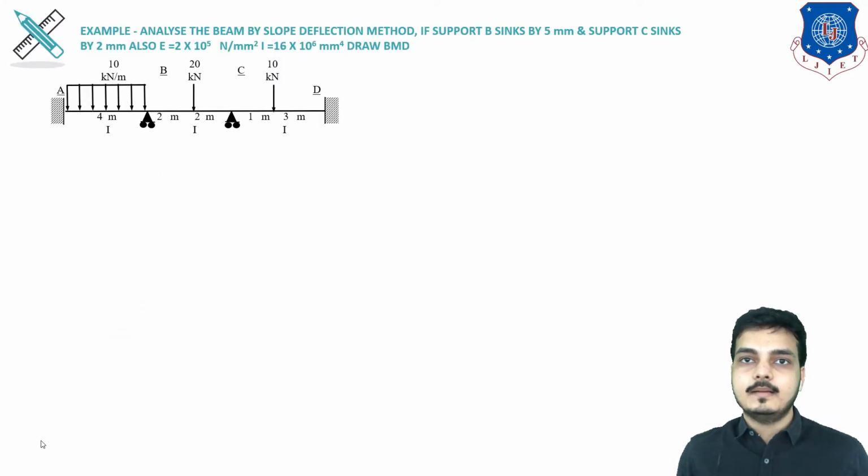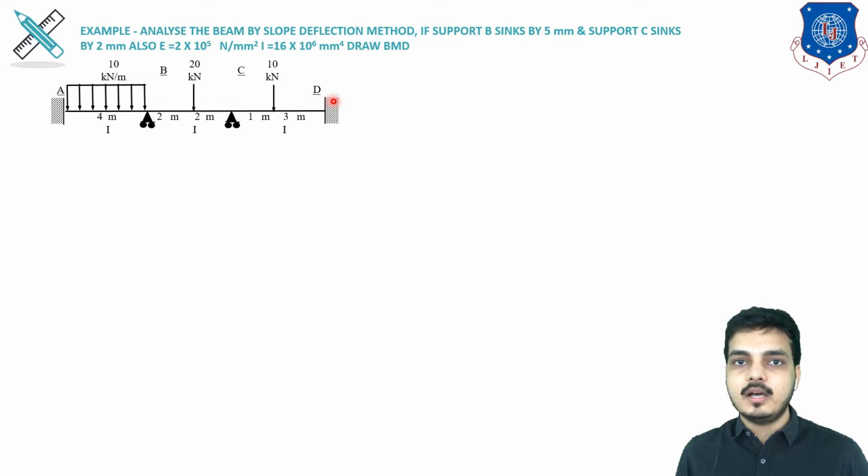Now here example: analyze the beam by slope deflection method if support B sinks by 5 mm and support C sinks by 2 mm. Means here there are two supports which are sinking. One is support B and another is support C. Now here you can see that this is a B support and this is a C support. Now here E and I values are also given. E is given 2 cross 10 raised to 5 Newton per mm square and I equals 16 cross 10 raised to 6 mm raised to 4. Now draw bending moment diagram.